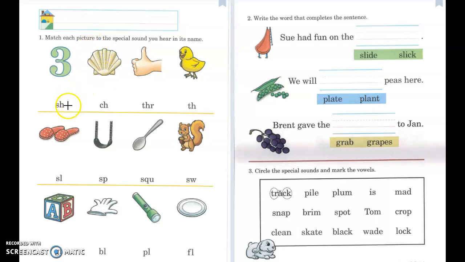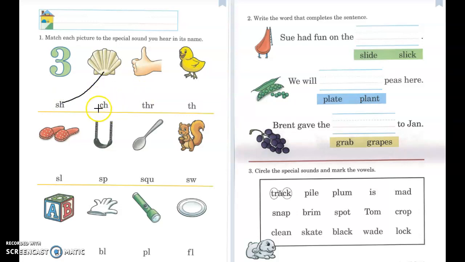So here we have some of those digraphs that we talked about where two letters make one sound. Here we have three letters, and they've just kind of thrown in the R, but we really have that digraph there, and that's what we need to focus on. Okay, so the first digraph we have is SH. SH says shh. So if I'm looking at these pictures, I have to determine which one has that sh sound. Well, I know that shell starts with that SH sound.